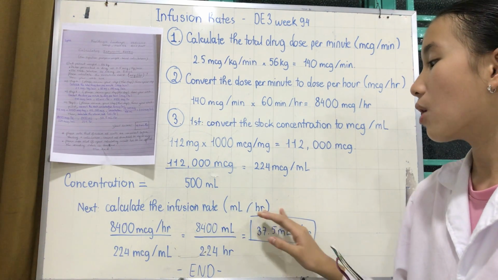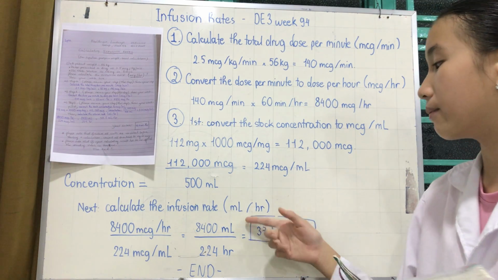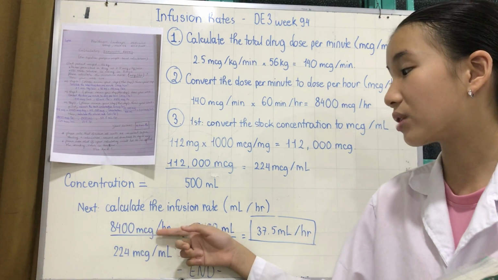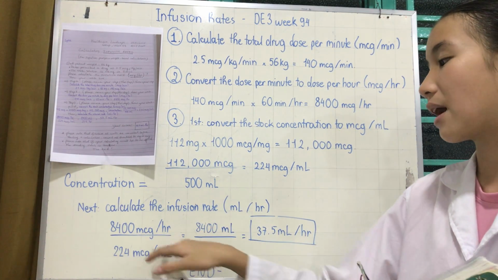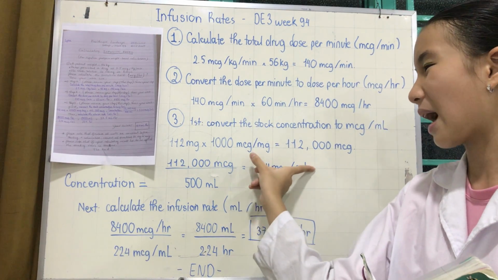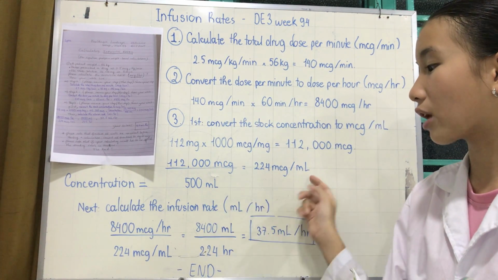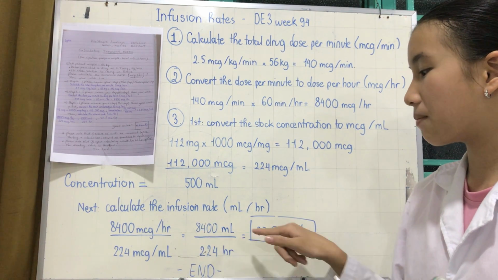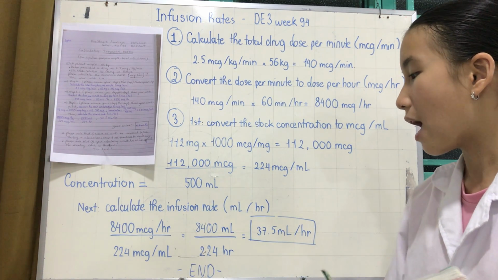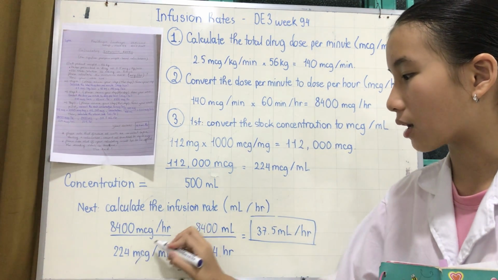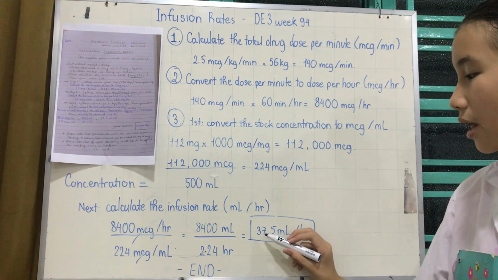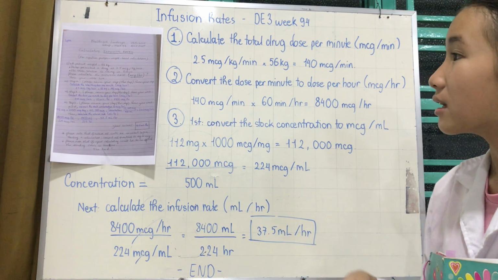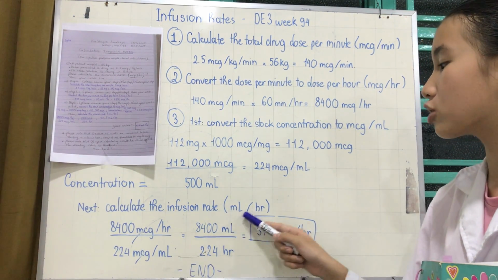Calculate the infusion rate, which is milliliters over hours. So we will take 8,400 micrograms per hour divided by this amount here that we have calculated for the concentration, and this will equal 8,400 over 224. So you can see here we cross this out, and this will equal 37.5 milliliters per hour, and that is the infusion rate for milliliters over hours.